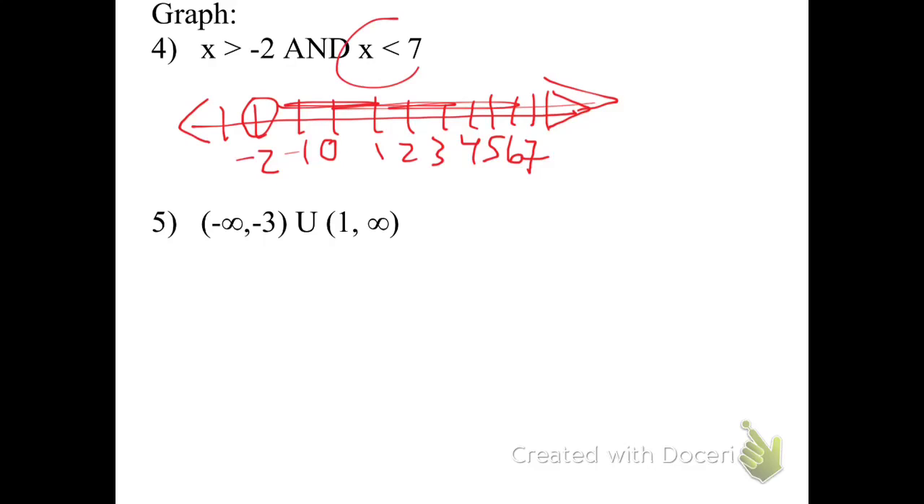And then we got the other part, which is x is less than 7. So go to 7, put a circle. It does not have the line underneath. It's not equal to, so don't fill it in. And you got to shade left with that one.